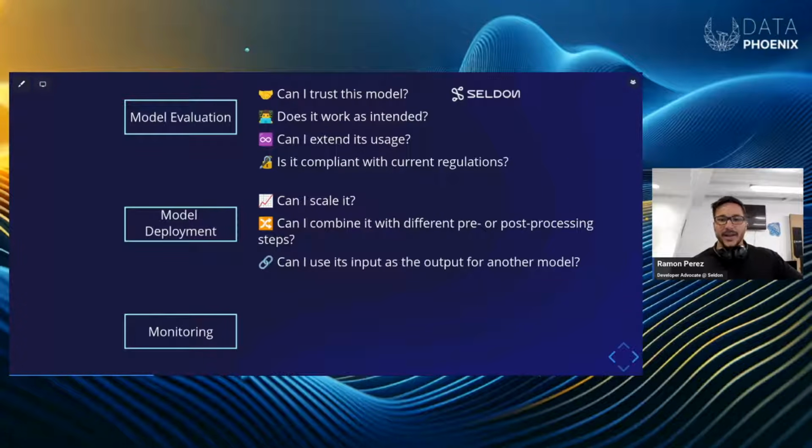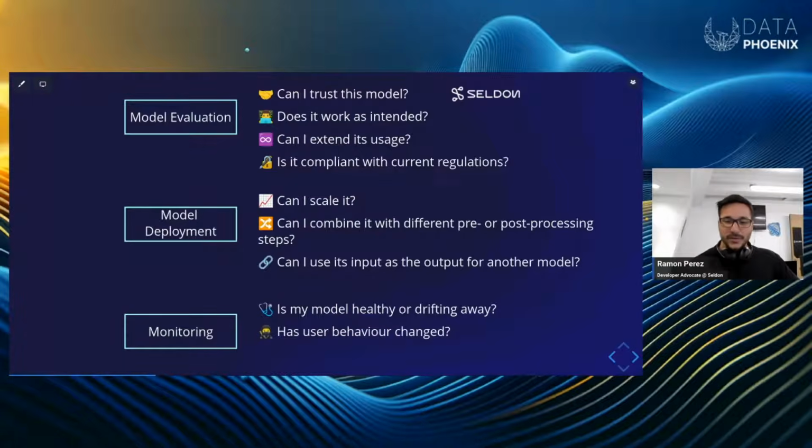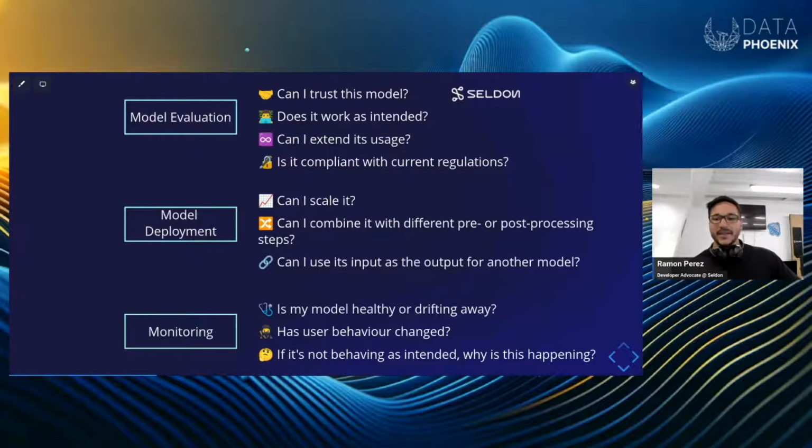Can I use the output of one model as the input of another? In monitoring, is my model healthy or drifting away? Has the user behavior changed? If it has not behaved as intended, why is this happening?